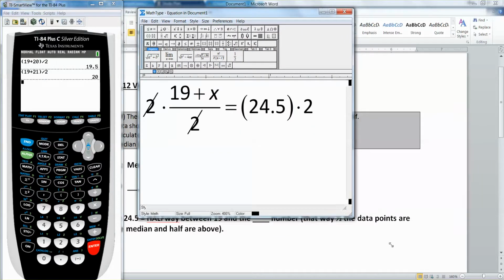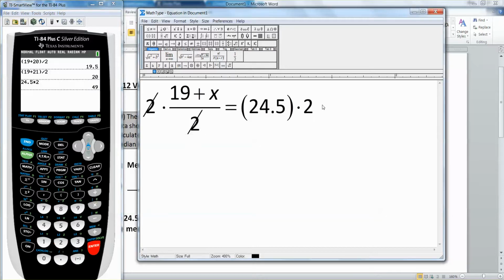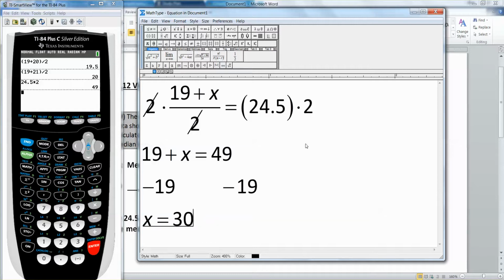If I multiply by 2, 24.5 times 2 would get me 49. So I'm going to have 19 plus x, this unknown number, is equal to 49. Then if you just subtract 19 from both sides, and again, you've got to do it to both sides, otherwise it's not fair, you'll have x is equal to 30. And you're done.